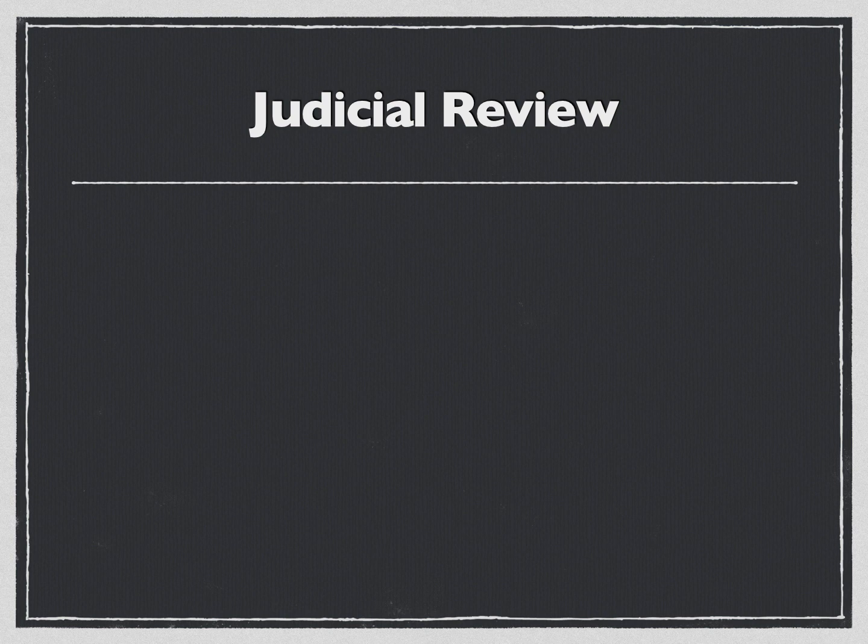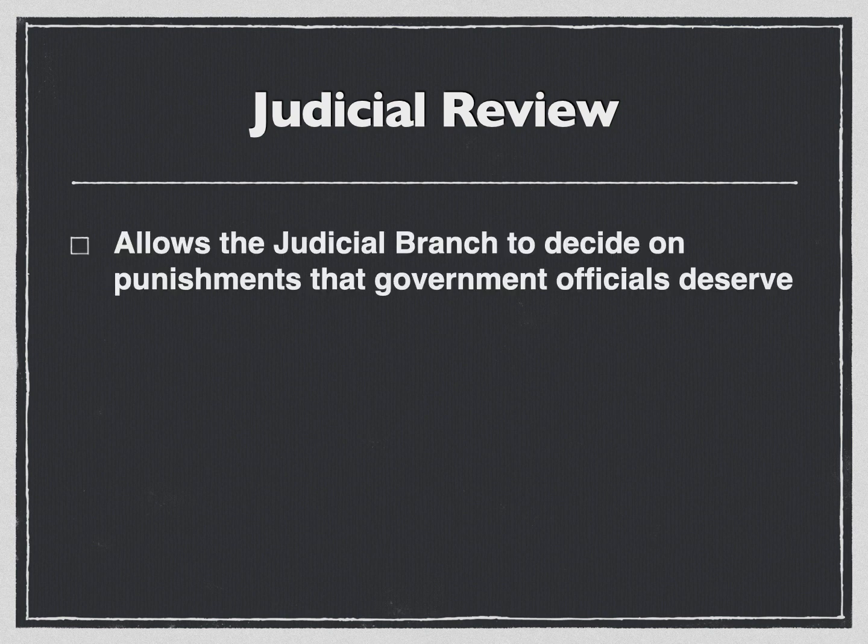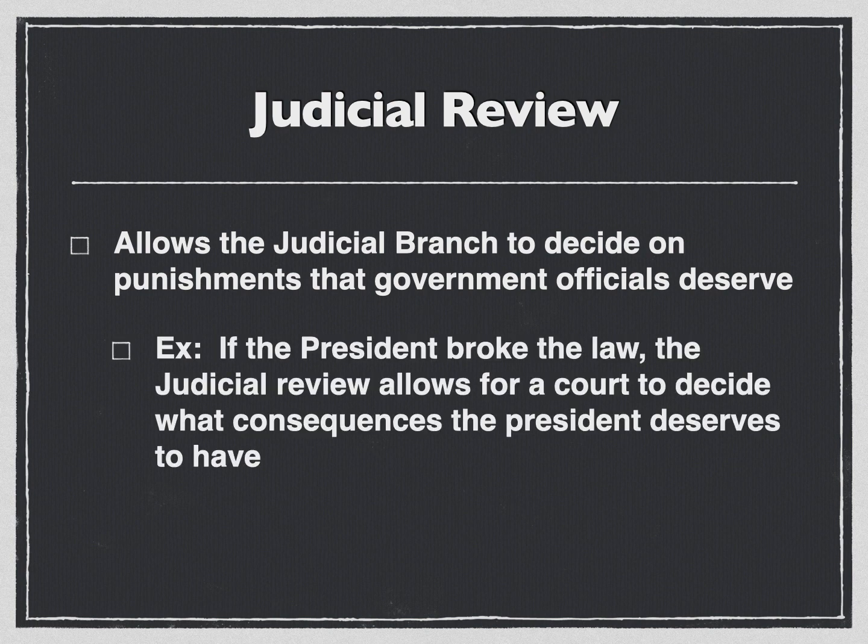Next concept or principle of government is judicial review. This is what allows the judicial branch to decide on punishments that government officials deserve. It's an important idea because if the president, for example, broke the law, we need a way to hold him accountable. So, if the president broke the law, judicial review allows for a court to decide what consequences the president deserves to have. We have a formal process for this.